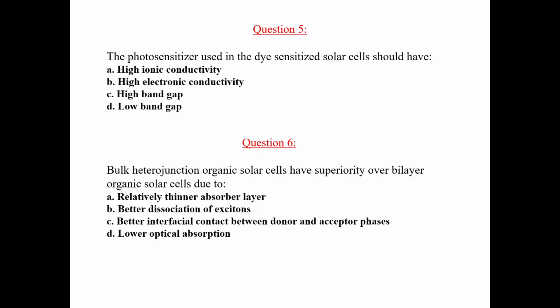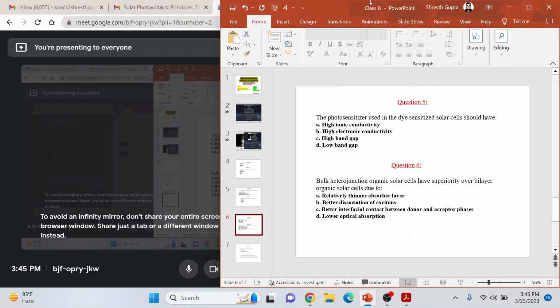The next question is saying bulk heterojunction solar cells have superiority over bilayer organic solar cells due to, and the options are relatively thinner absorber layer, or better dissociation of excitons, or better interfacial contact between donor and acceptor phases, or lower optical absorption. I think B and C. Better dissociation of excitons and better interfacial contact between donor and acceptor phases.